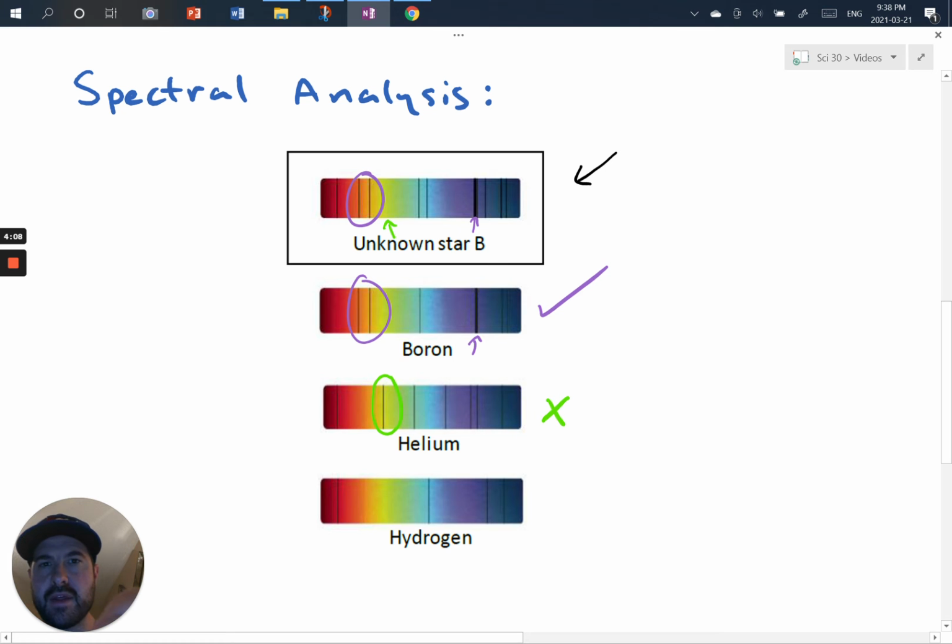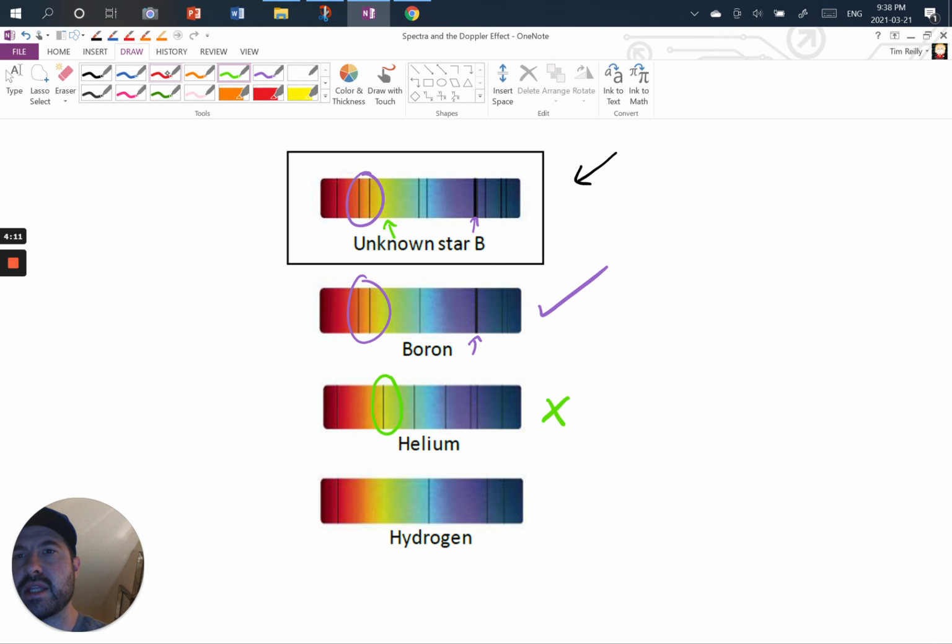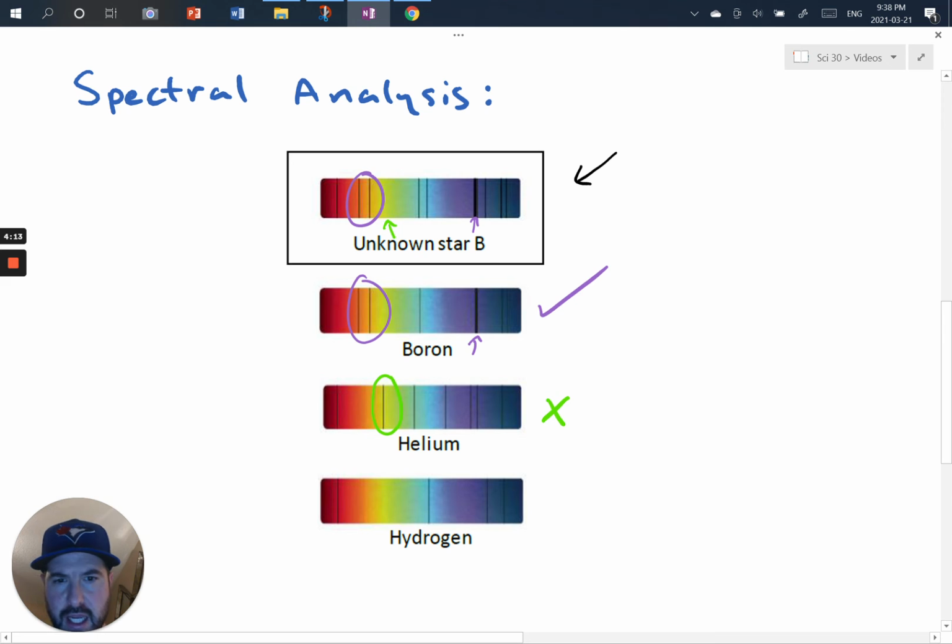Okay, and then let's measure it against hydrogen. So if we look at hydrogen, we see these two bars right here, and then I see those two right there. I also have this one, which matches up here, and that matches up nicely with boron, and then I have one more over here, and that's that one there. So it looks like hydrogen's in there.